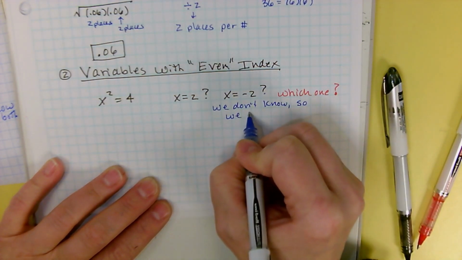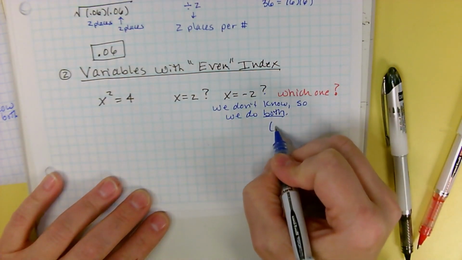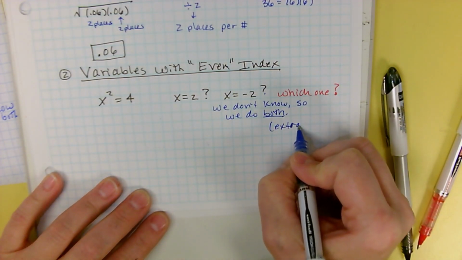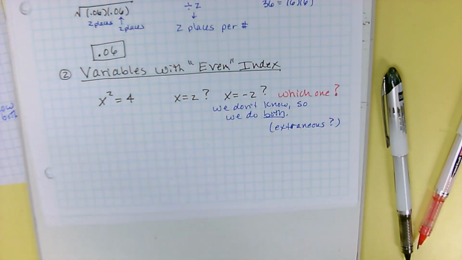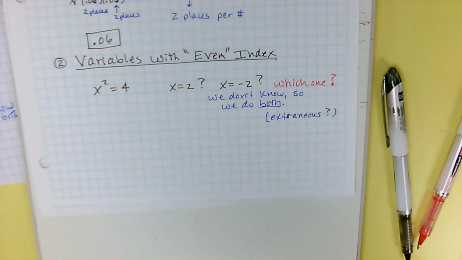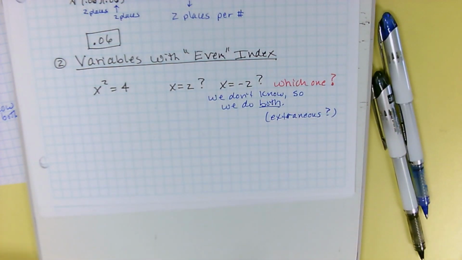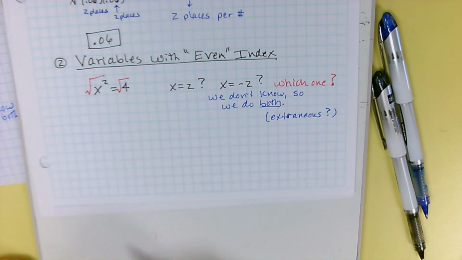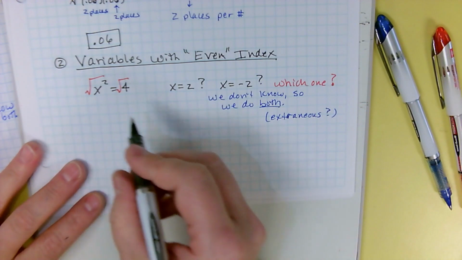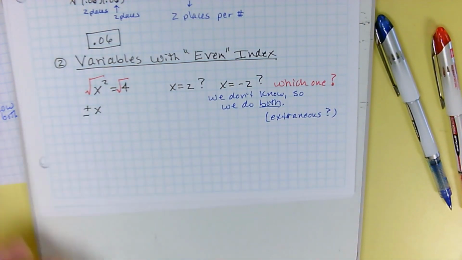So we do both. Sometimes one of them might be extraneous, sometimes both are extraneous, sometimes neither is extraneous. For simple stuff, most of the time, there's no extraneous. So how do we deal with this? When you take a square root of both sides, 2 x's, 1 comes out, we go, okay, my x might have been positive, my x might have been negative.